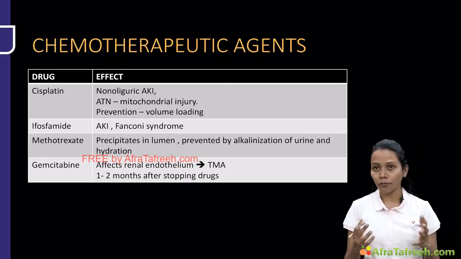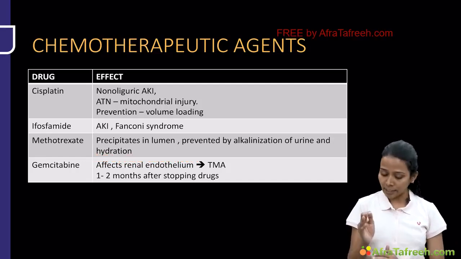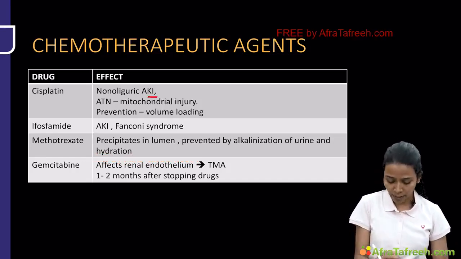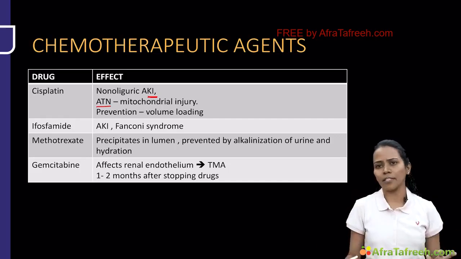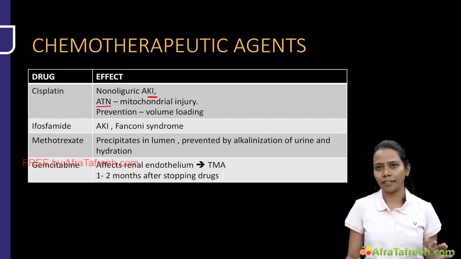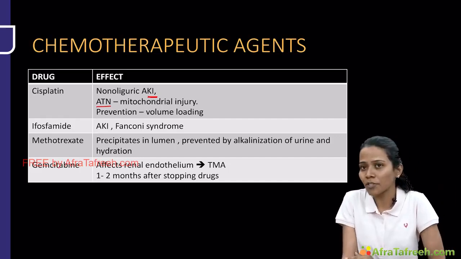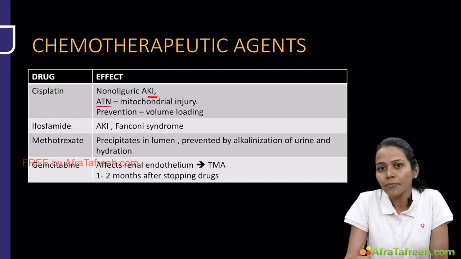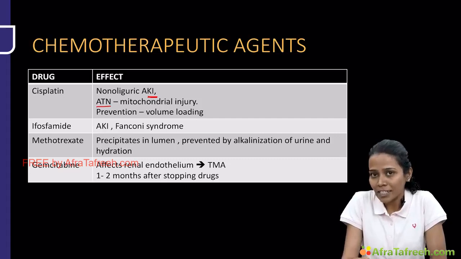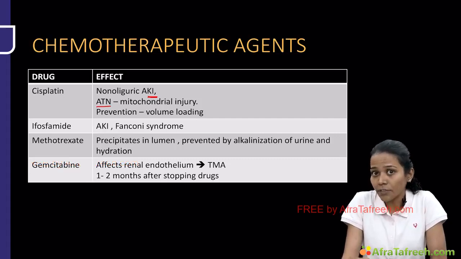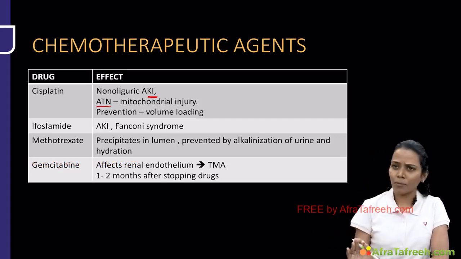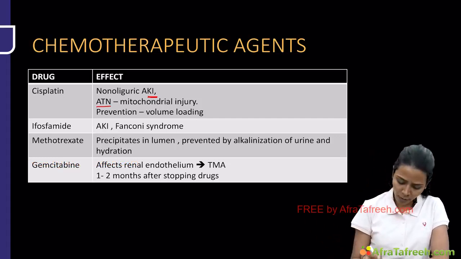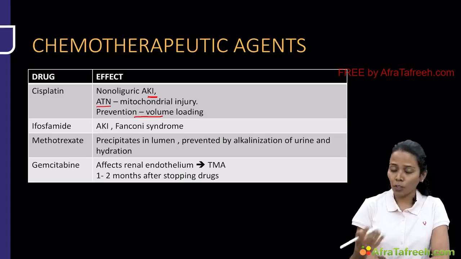Next, coming to the effect of chemotherapeutic drugs. Cisplatin generally causes non-oliguric AKI, it causes ATN. See, generally if you remember a drug and you don't know what mechanism it causes, it mostly will be causing ATN, except for the drugs that produce glomerulonephritis or vasculitis, like propylthiouracil or hydralazine or cocaine adulterated with levamisole, all these drugs. Apart from them, mostly it will be causing ATN. Prevention is by volume loading.